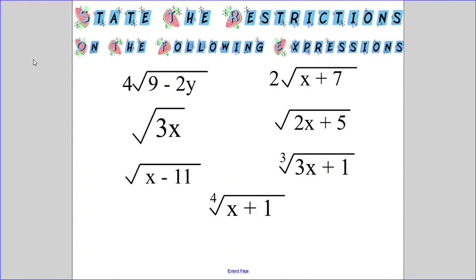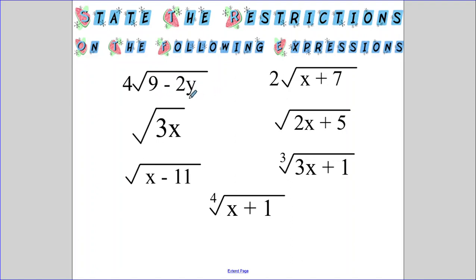Folks, so in our next part, when we're stating the restrictions here, hopefully you had a chance to go through these. If not, pause the video and give them a try first. But we're going to jump into it and go through the restrictions for each one here. In my first one, remember everything under the square root can't be negative. I can't take the square root of a negative value.